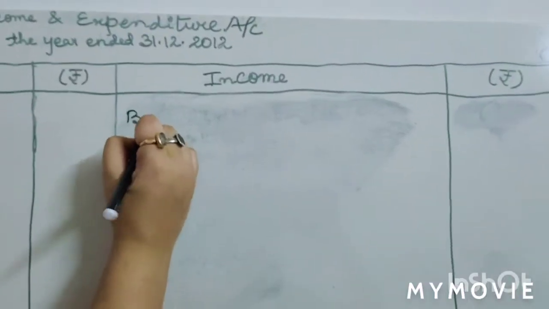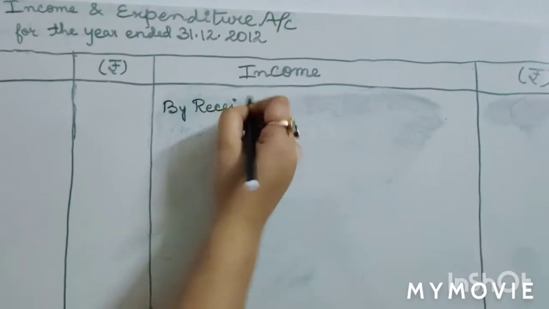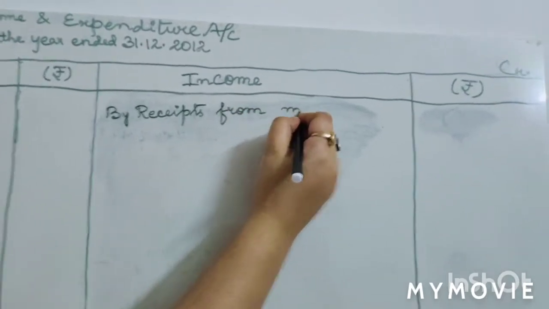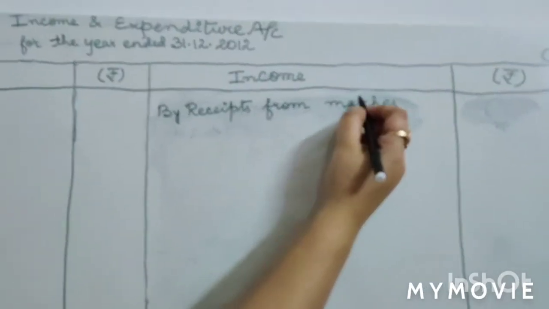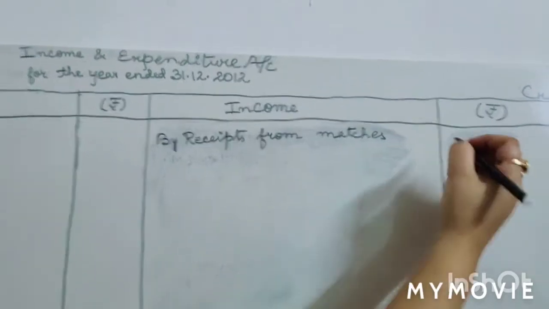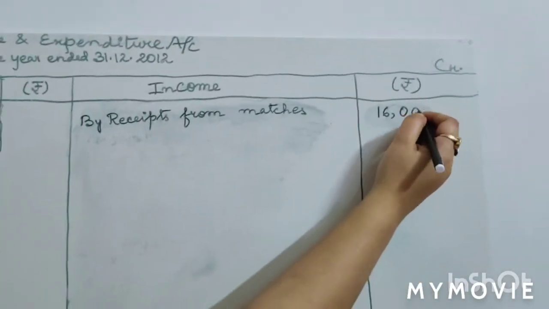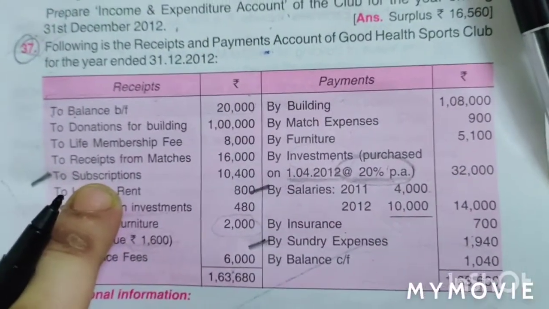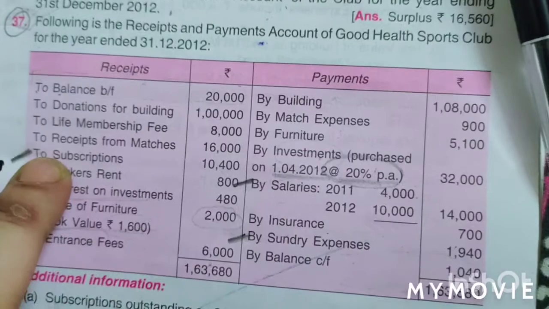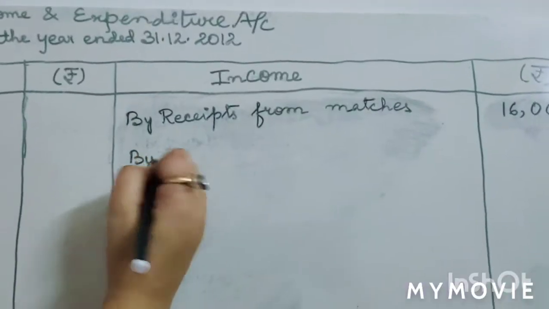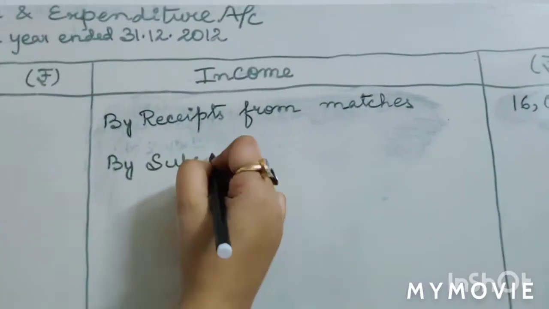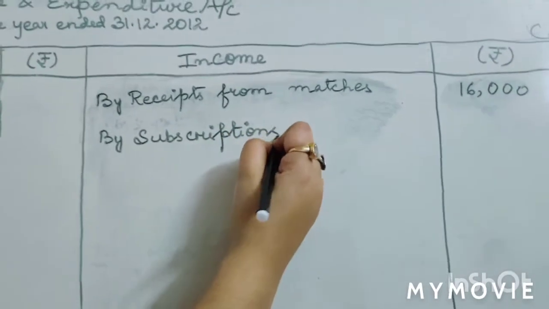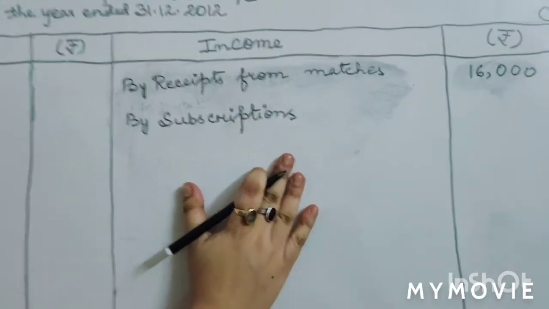So by receipts from matches, now what is the amount? The amount is 16,000. Okay. Next is subscription. Now subscription is an income but it has adjustment. By subscription we won't write the amount because it has adjustment.